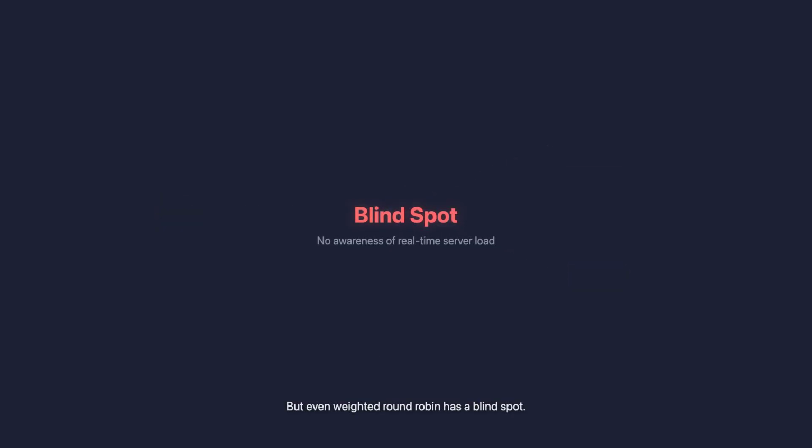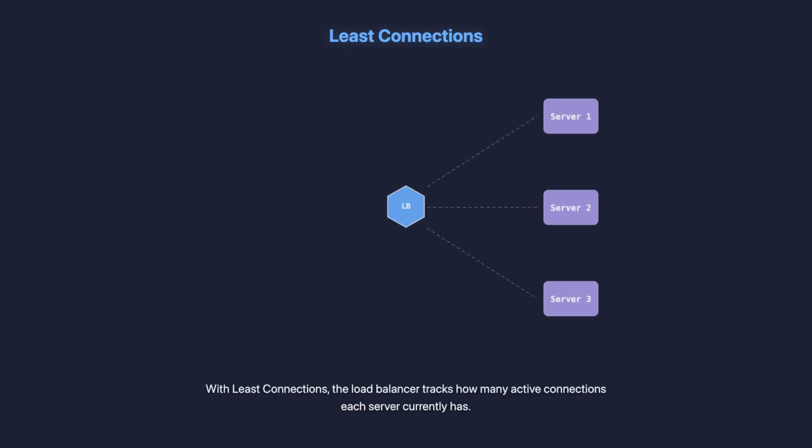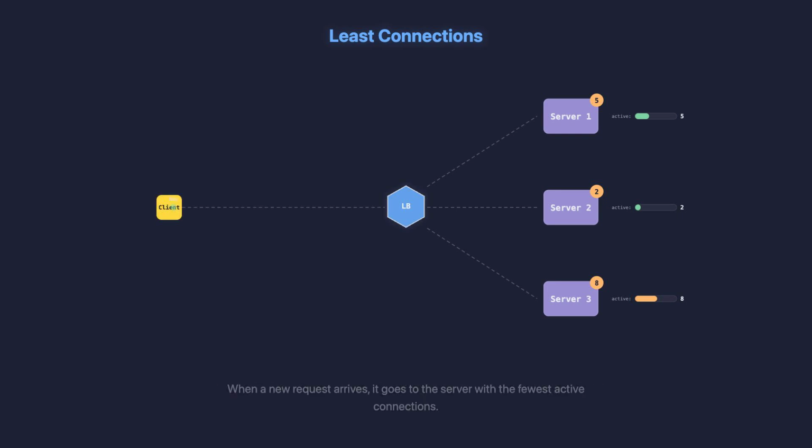But even weighted round robin has a blind spot. It doesn't know what's actually happening on each server right now. That's where least connections comes in. With least connections, the load balancer tracks how many active connections each server currently has. When a new request arrives, it goes to the server with the fewest active connections. This adapts in real time. If one server is handling slow database queries, it naturally receives fewer new requests until it frees up.